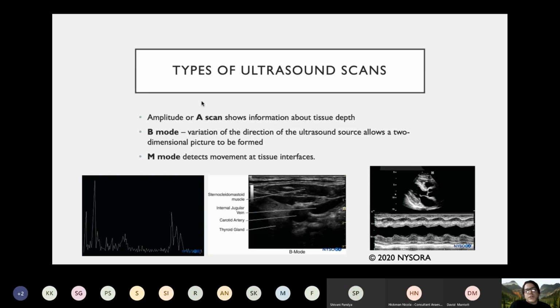B mode is brightness mode. That's what we are familiar with and use clinically most frequently. And M mode is motion mode, which allows you to see movement. It's used quite commonly in echocardiography, and it detects movement of tissue interfaces, and it allows you to make measurements as well. So you would use a B mode image, then draw a line across it, and then the ultrasound will show you the movement across that line.